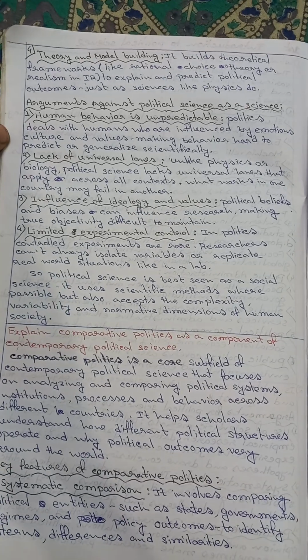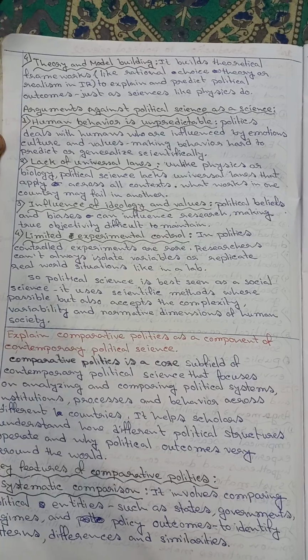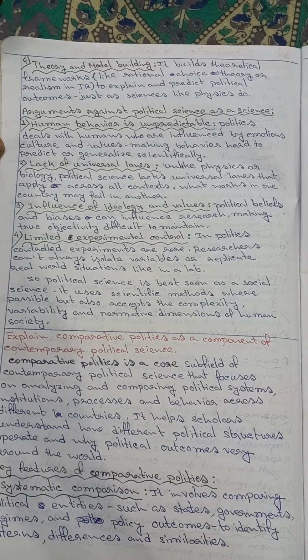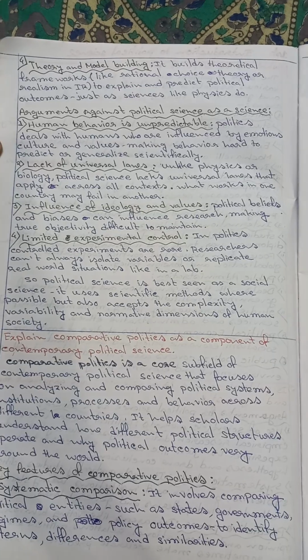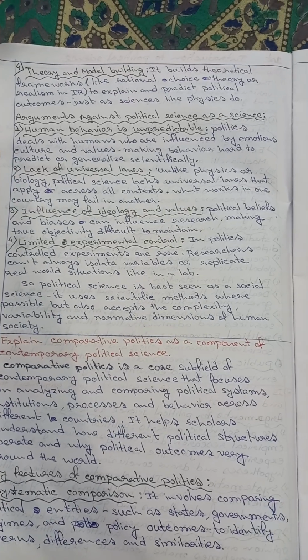Fourth is limited experimental control. In politics, controlled experiments are rare. Researchers can't always isolate variables or replicate real world situations like in a lab.